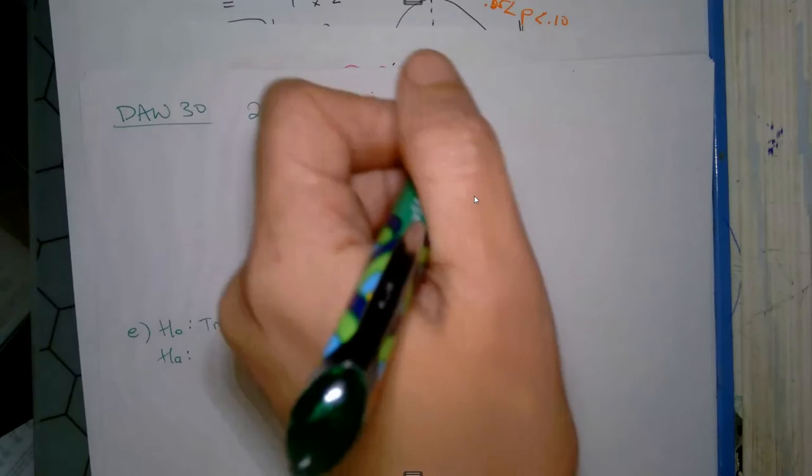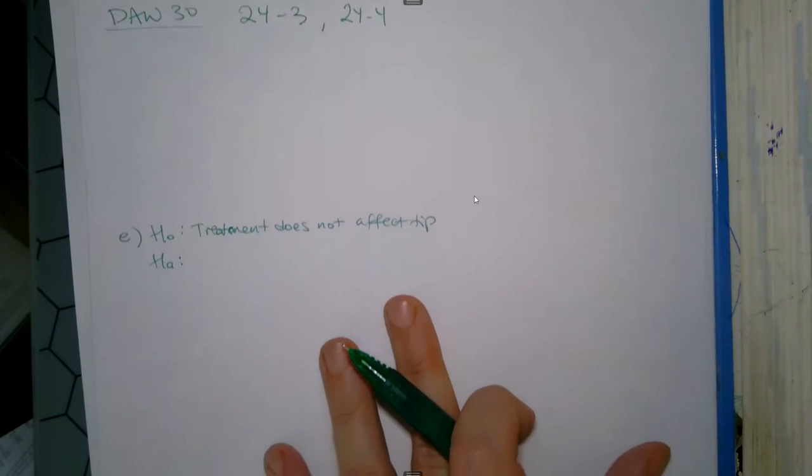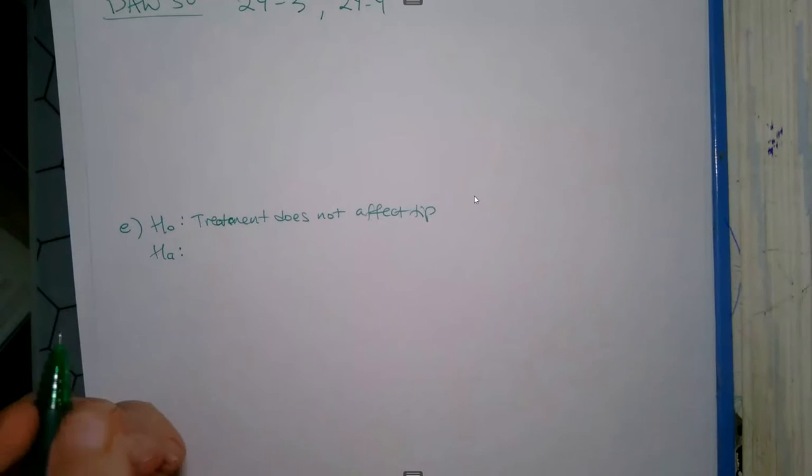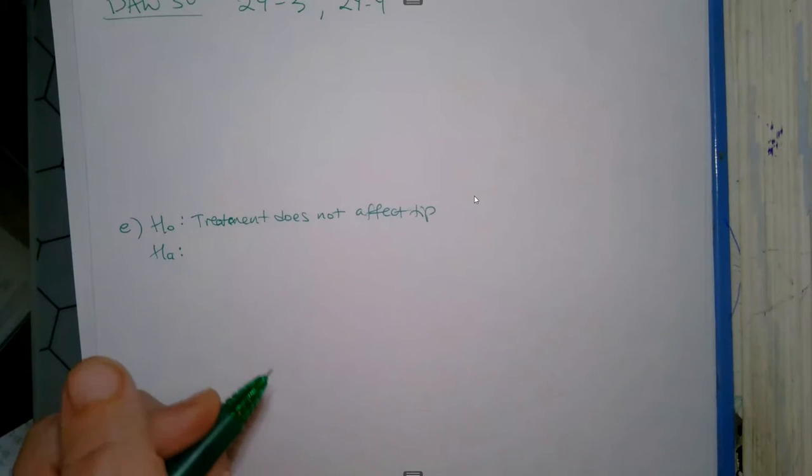All right, folks, I want to help you out with today's asynchronous work. We're doing 24-3, 24-4. I want to show you the calculator bits. Go ahead and do A through D on your own, but for E, it's asking you for the full hypothesis test, including the hypotheses, test statistic, and p-value.